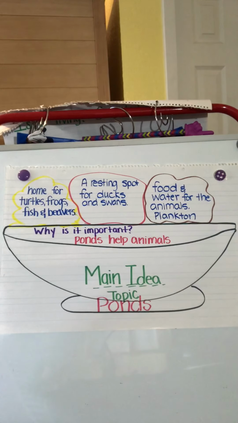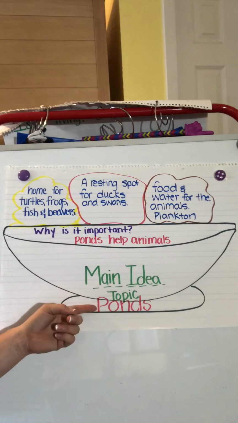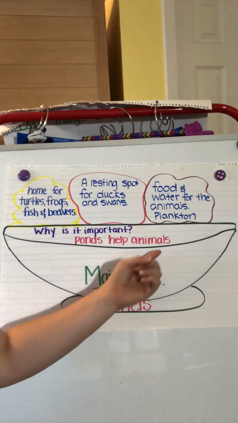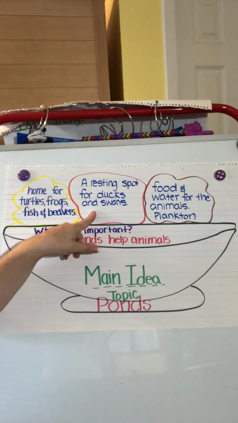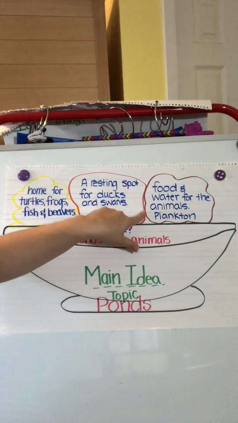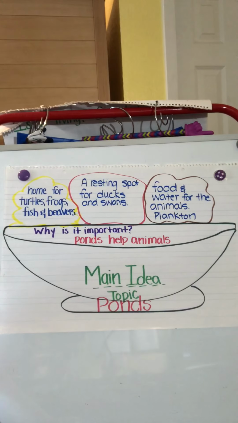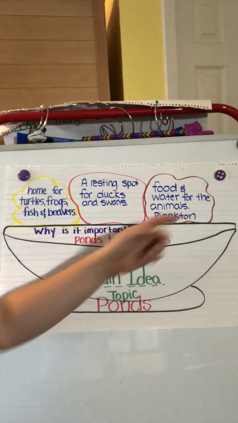Okay, so just a recap. The main idea and topic of the book we read was about ponds. I think it's important because ponds help animals. It provides a home for turtles, frogs, fish, and beavers. It's used as a resting spot for ducks and swans. And it also provides food and water for some of the animals. And the food, one of the examples, was plankton.